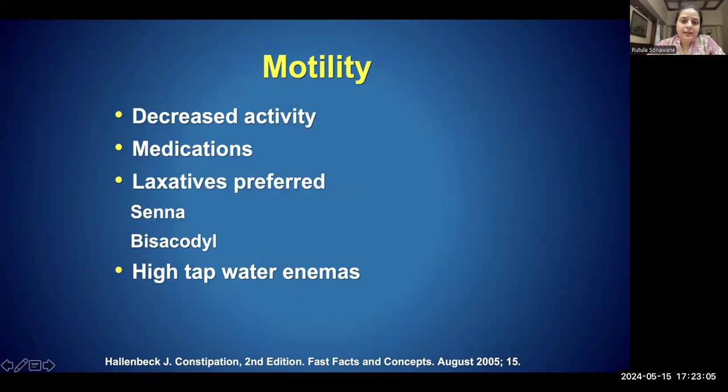So motility agents. If there is decreased motility, these agents would be preferred. So these are senna, bisacodyl, or enemas. Again, why it happens is because senna and bisacodyl will act on your myenteric plexus, but enemas basically dilate your gut, and thus increase your peristaltic movement.